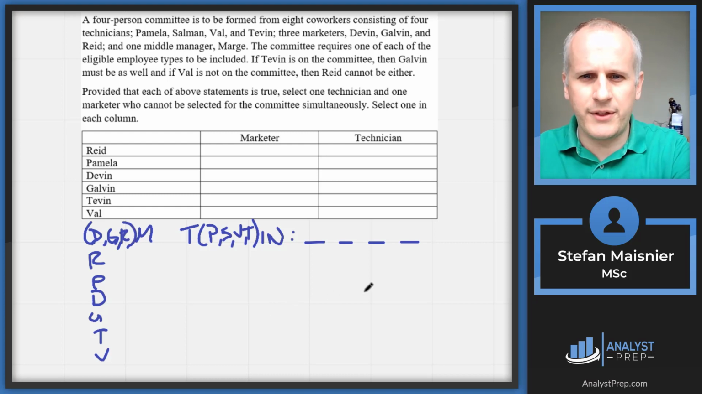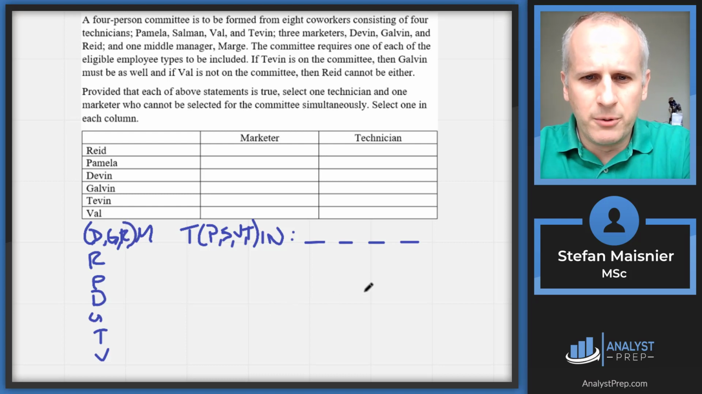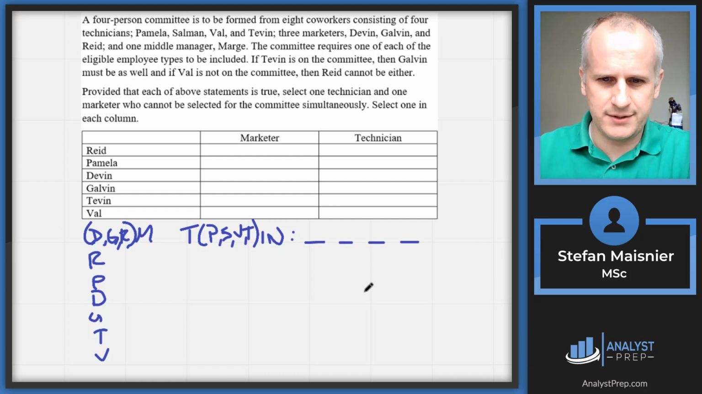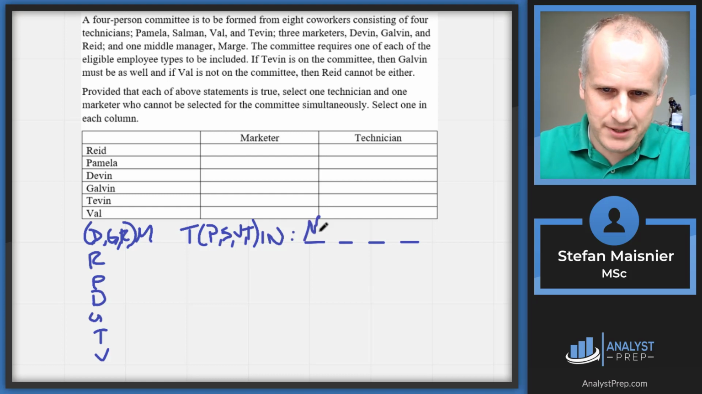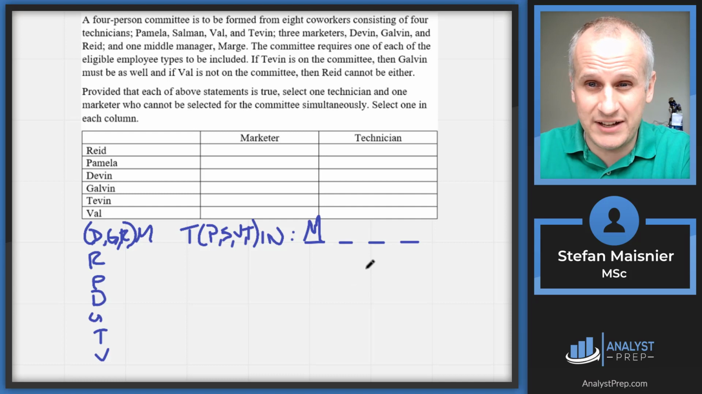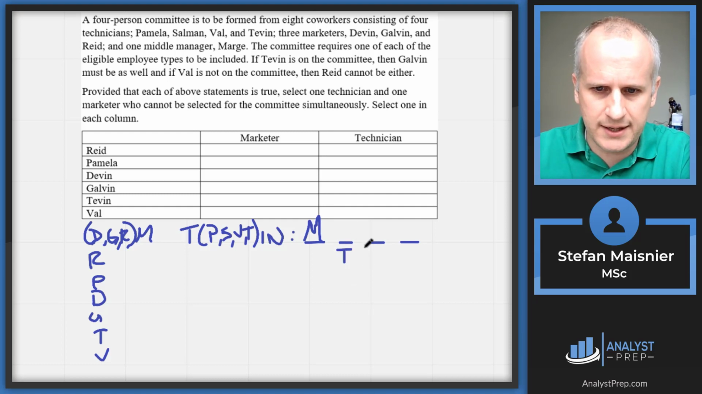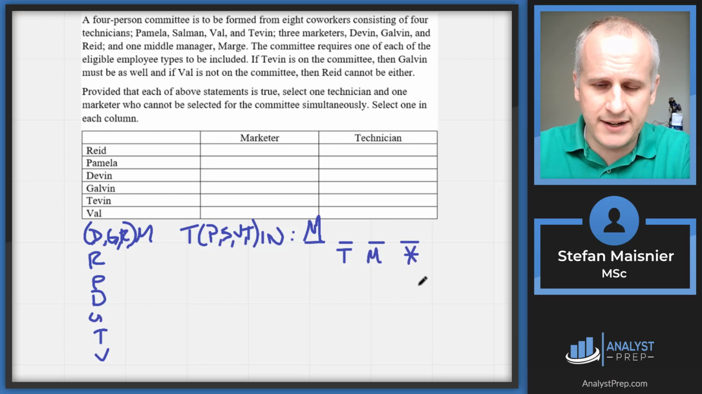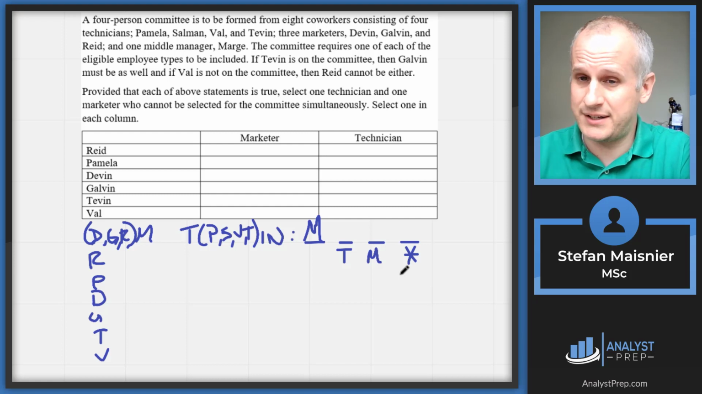And then we know that there's one middle manager, Marge, and the committee requires one of each of the employees, or the eligible employee types, to be included. So what that means is that Marge has to be included. So I've got to have M in. And then the remaining spots, there's got to be a technician and there's got to be a marketer. And then the last one is kind of my wild card. It can be anything, but it's only 4 spots.